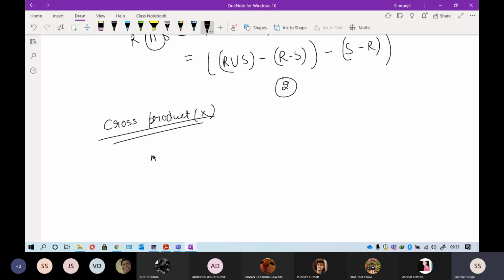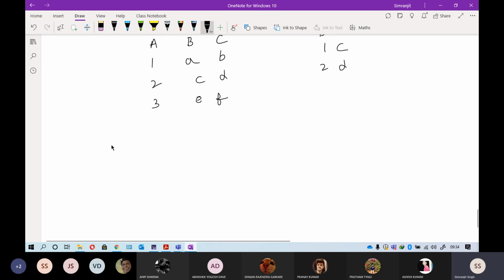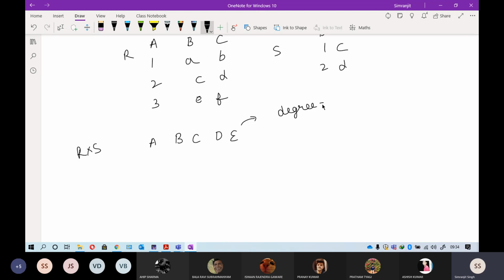Suppose A, B and C columns are given to you, and then there is something called D, so there is 1 A B, 2 C D. Suppose there is something called A B C. This is relation R and this is relation S. When you are performing a cross product, it's very straightforward. You combine these two, A, B, C, D, E. The degree here will become 5. Degree means the number of columns.